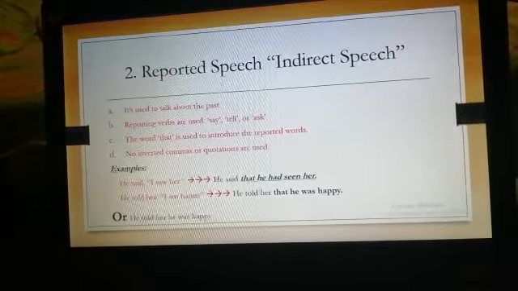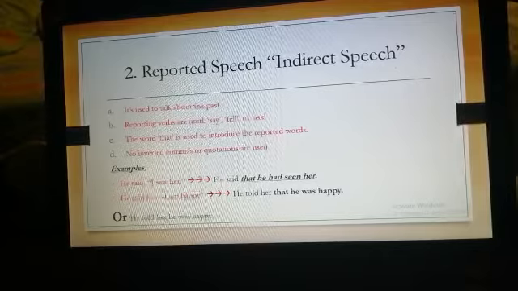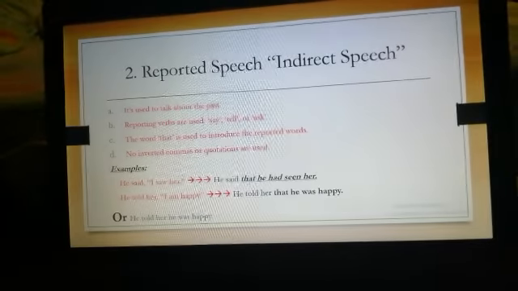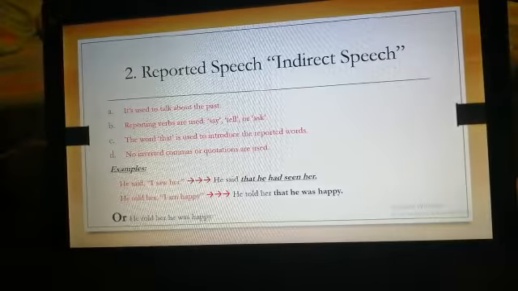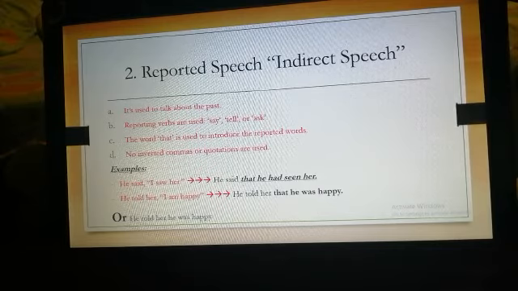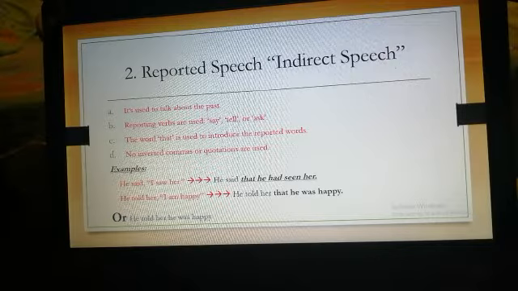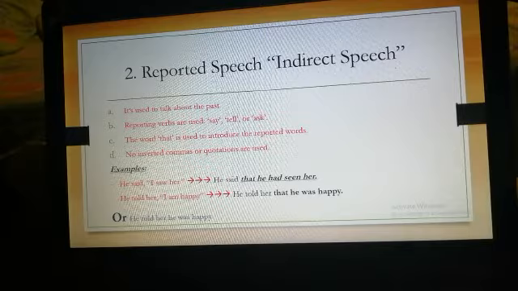The next type is reported speech, or the indirect speech. It's used to talk about the past, so all the verbs will be changed into the past tense. Reporting verbs are used like say, tell, or ask. The word that is used to introduce the reported words, and no inverted commas or quotations are used.